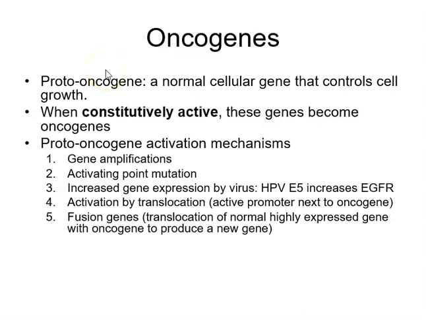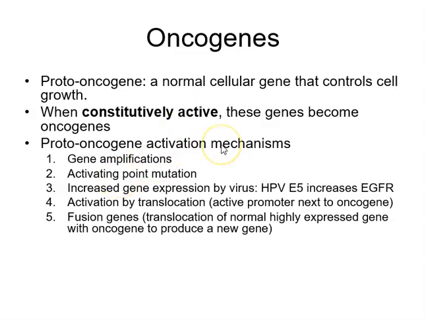Okay, this is part 2 of lecture 5 on tumour suppressor genes and oncogenes, and what I'm going to cover now is the mechanisms of oncogene or proto-oncogene activation. So a proto-oncogene is just a normal cellular gene that typically controls cell growth in a positive manner. And when they become constitutively active, these genes become oncogenes because they are cancer causing or cancer driving.